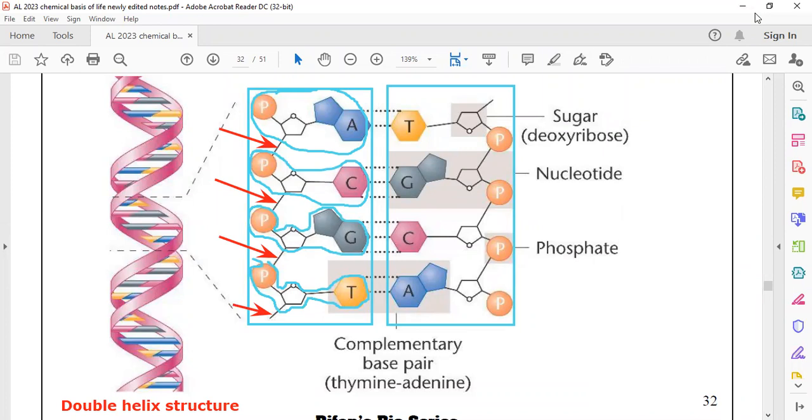Okay. So the red color arrow places are having phosphodiester bond. Can you identify the place where the phosphodiester bond comes? Okay, phosphodiester bond comes the place.